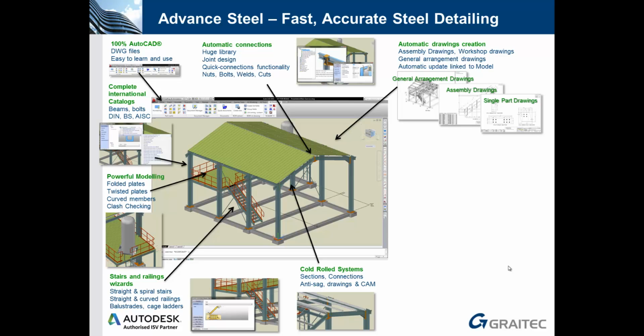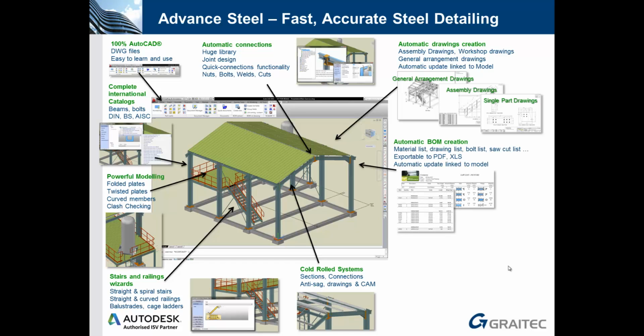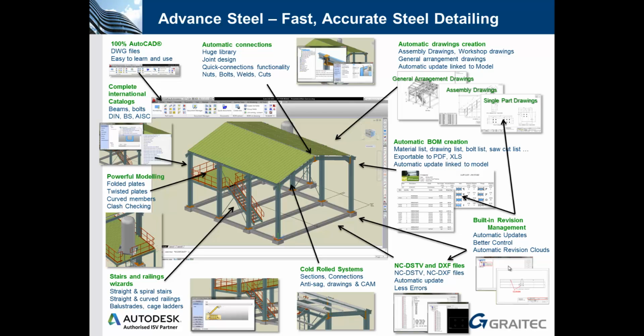When we have modelled the structure and fixed any clashes, we tell Advanced Steel to automatically number all of the structural parts. Now it's one click to create all the GAs, fabrication and part drawings. One click for your material list. And one click for your CAM and NC files.